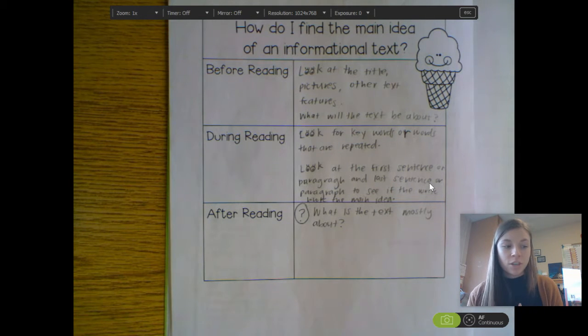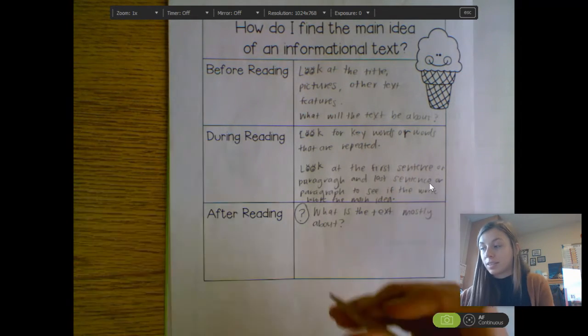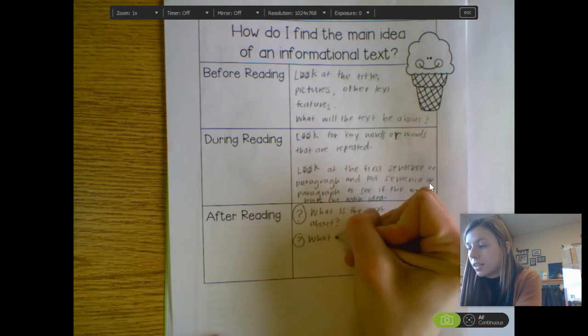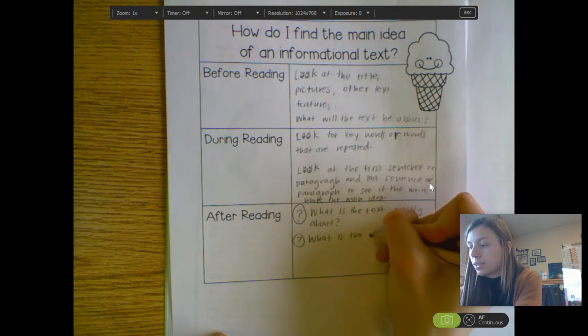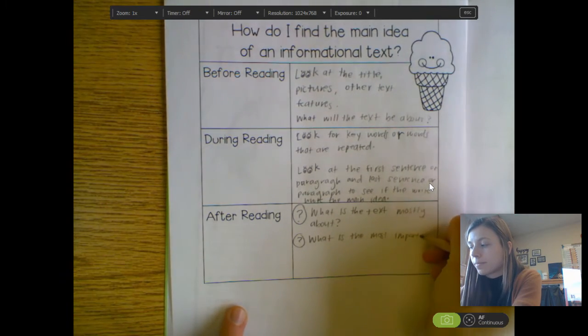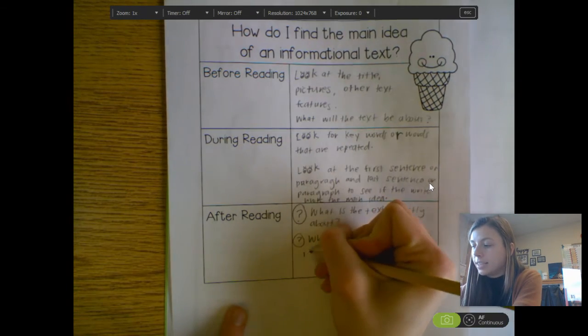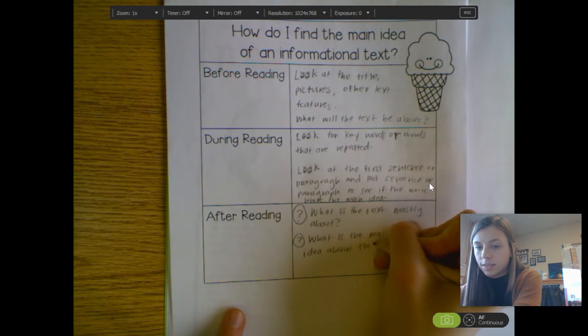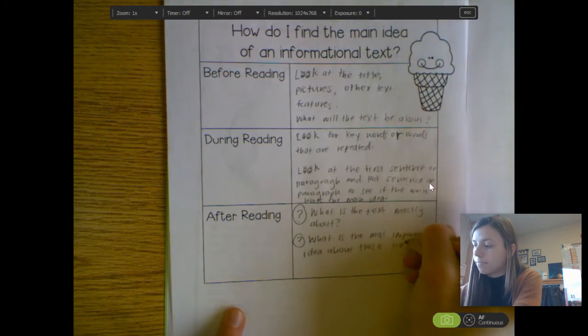You also want to ask yourself, what is the most important idea about these topics? So again, ask yourself a question. What is the most important idea about these topics?